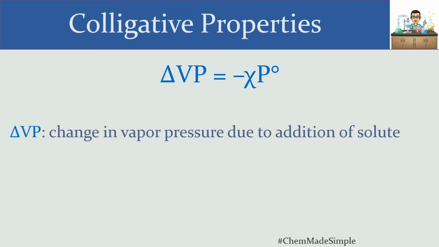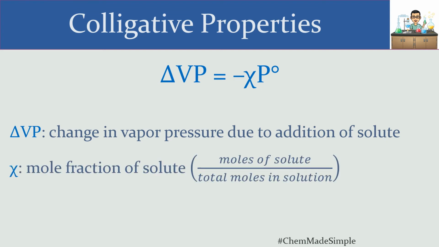Delta Vp is the change in vapor pressure due to the addition of solute. Chi is our mole fraction of solute. The way we calculate the mole fraction of solute is by taking the number of moles of solute and dividing that by the total number of moles in solution. That includes any additional solute in our mixture, and don't forget to include the moles of solvent as well. So chi is the mole fraction of solute. As the mole fraction of solute goes up, the change in vapor pressure becomes more drastic. That's also dependent on P naught, which is the vapor pressure of pure solvent.